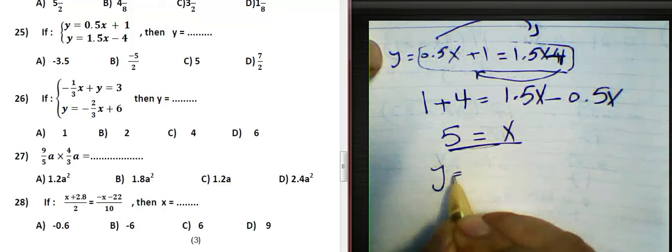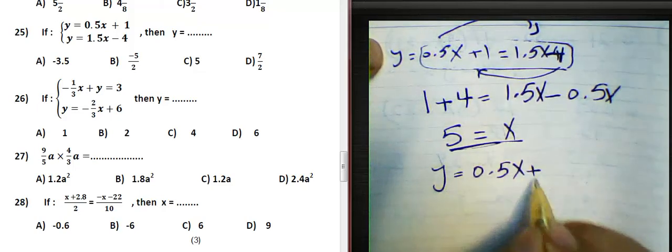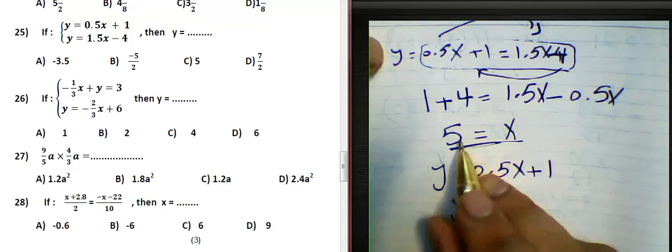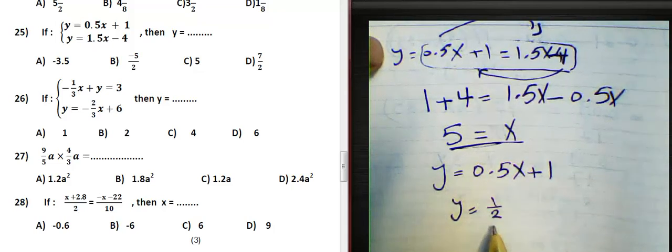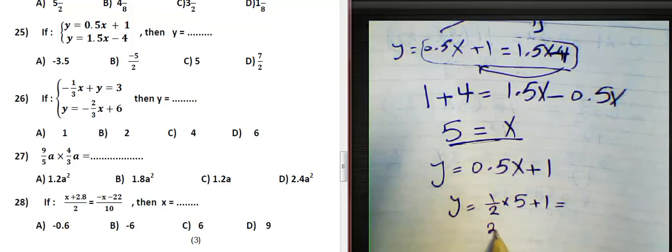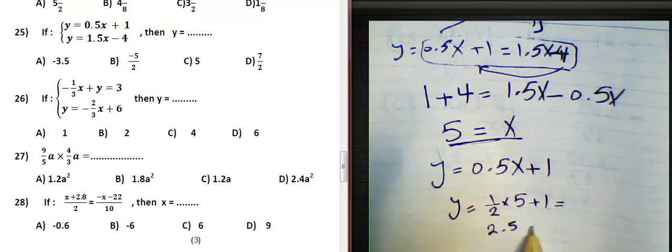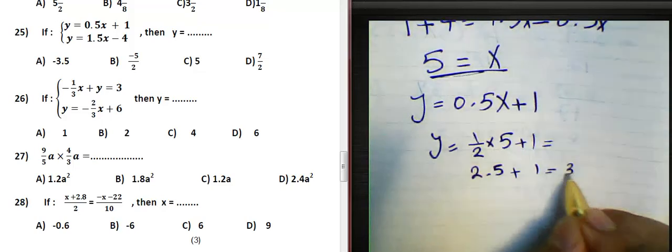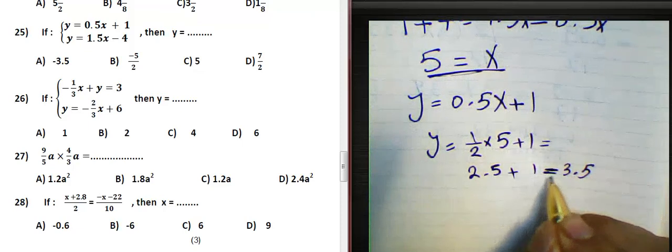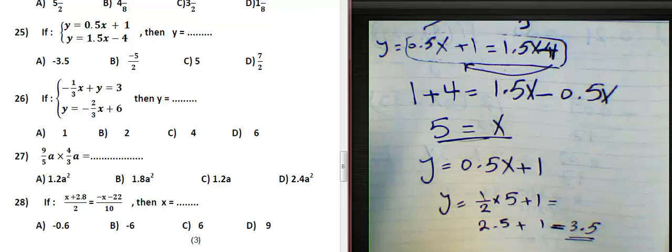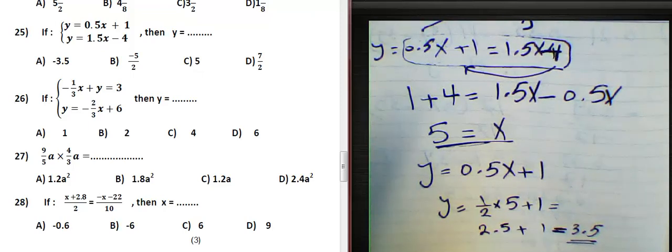Then we can find y equals 0.5x plus 1. We write x as 5, half multiplied by 5 plus 1, so the result is 5 over 2, 2.5 plus 1. Okay, half of 5 is 2.5, plus 1 equals 3.5. This is the result of y. It was question 25. Okay, y equals 3.5.